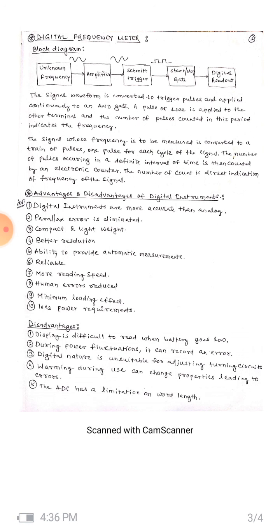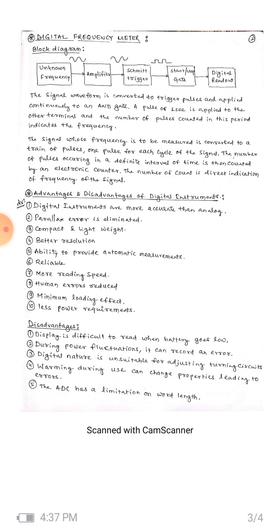And the trigger output is fed to the start-stop gate. When this gate is open, or when it is start, the input pulses pass through this gate and are fed to the electronic counter, which counts the pulses. And when the gate is closed, or when the gate is stopped, the input pulses are ceased, meaning they are stopped, and it stops counting.